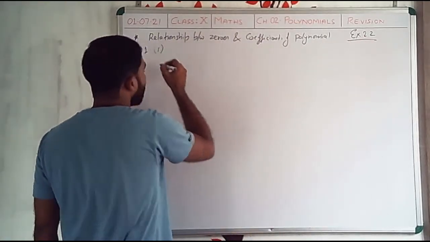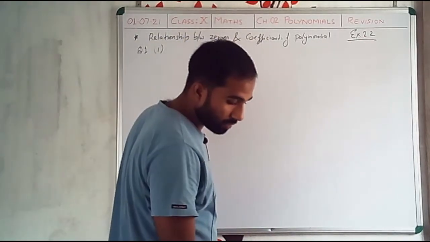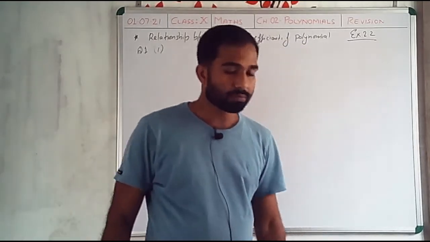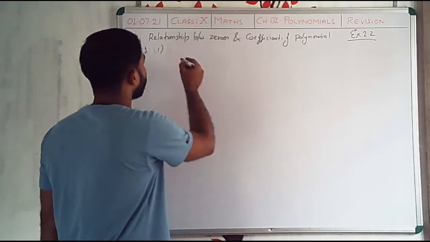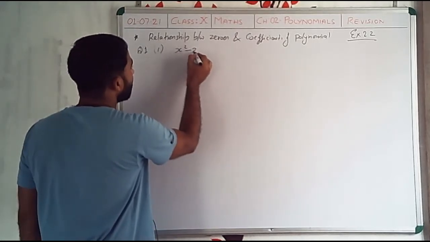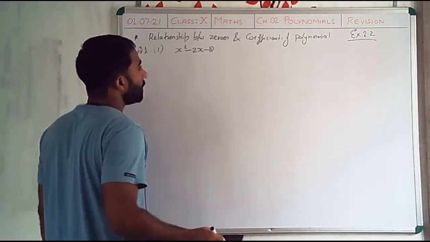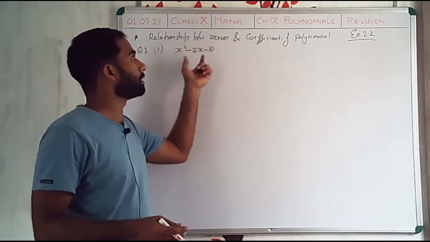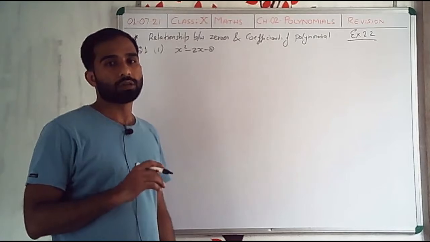Question number 1, part 1: x square minus 2x minus 8. And now we are going to relate the coefficients and the zeros of this polynomial.